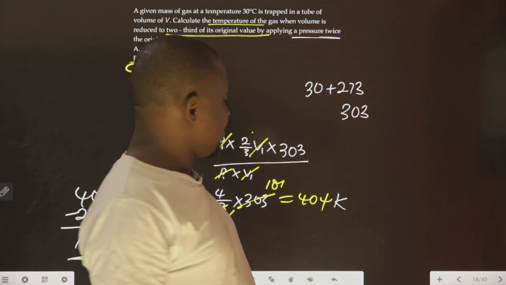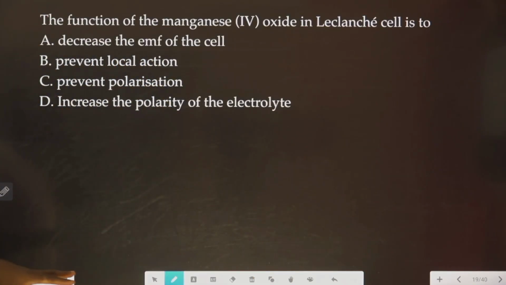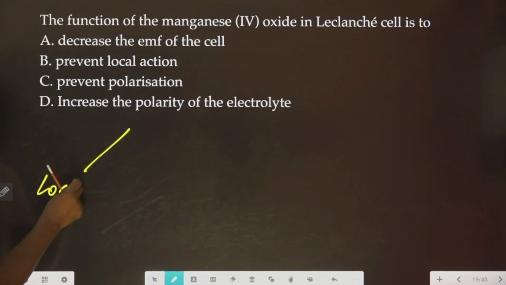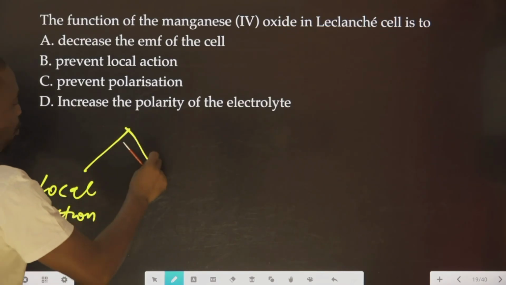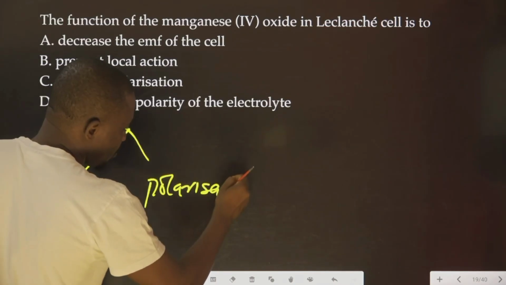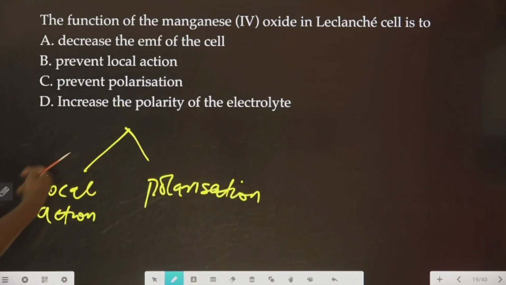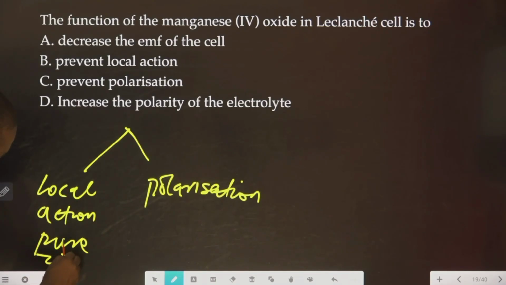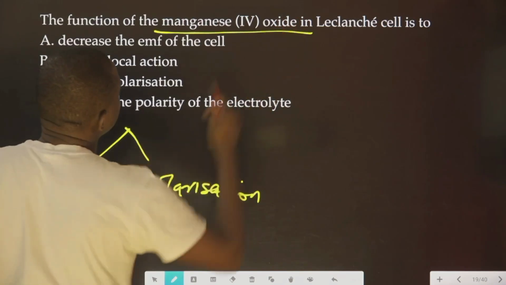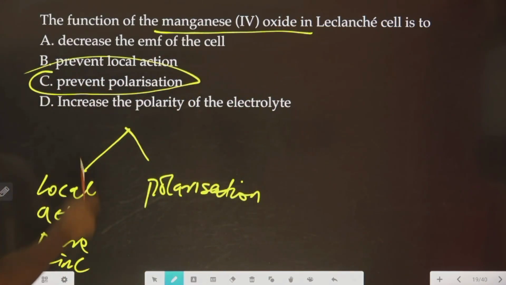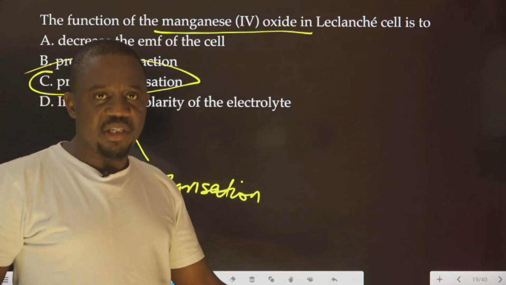Hope you understand this. The function of manganese 4 oxide in Leclanché cell is what? Always remember that cells have two defects. The first defect is always local action. The second one is polarization. To prevent local action, you simply use pure zinc. Why this? We use manganese 4 oxide. So this is used to prevent polarization.